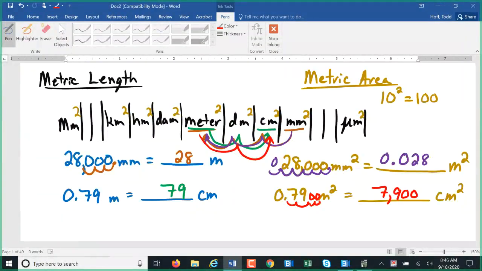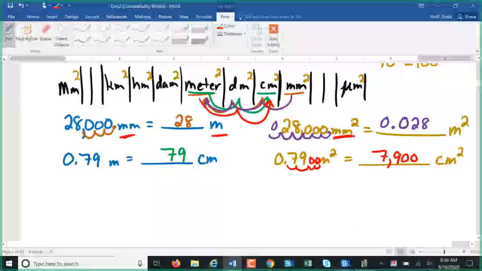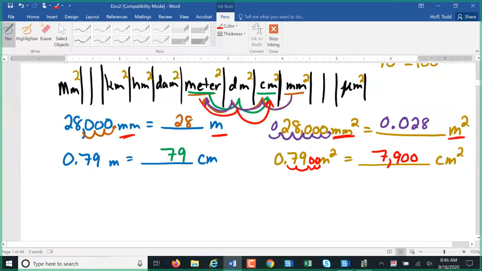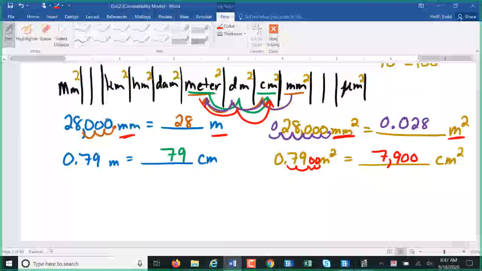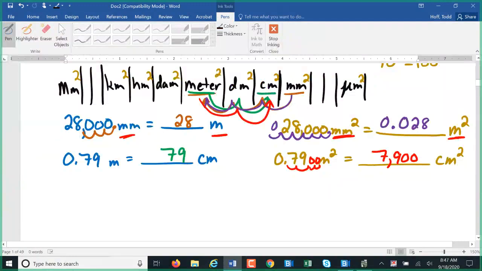So when we're doing conversions on a quiz, possibly Tuesday, you have to be very careful. Is it millimeters to meters, or is it millimeters squared to meters squared? Because that squared means you've got to double the number of decimal places you have to move. So let's do some examples here.